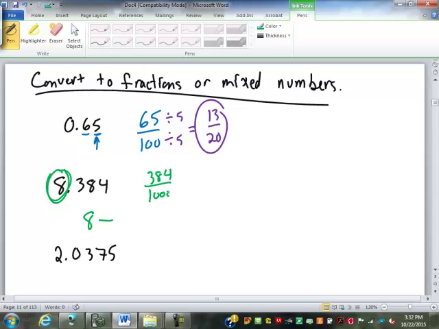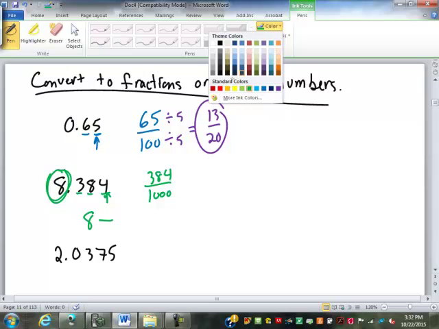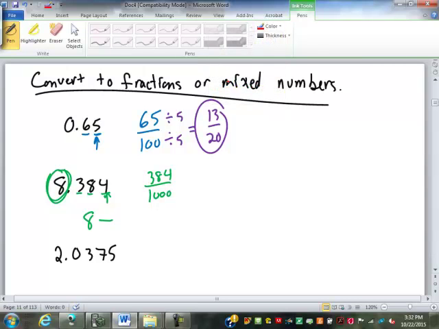384 over 1,000. Again, it is tenths, hundredths, thousandths. That last digit being in the thousandths place gives us our denominator. And we did say that there's a shortcut to double check. 1, 2, 3 decimal places. There better be 1, 2, 3 zeros in that denominator. What can we do with that to reduce it?